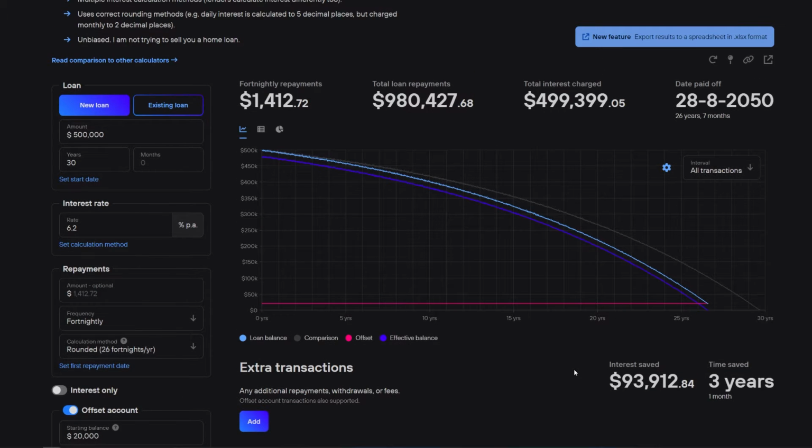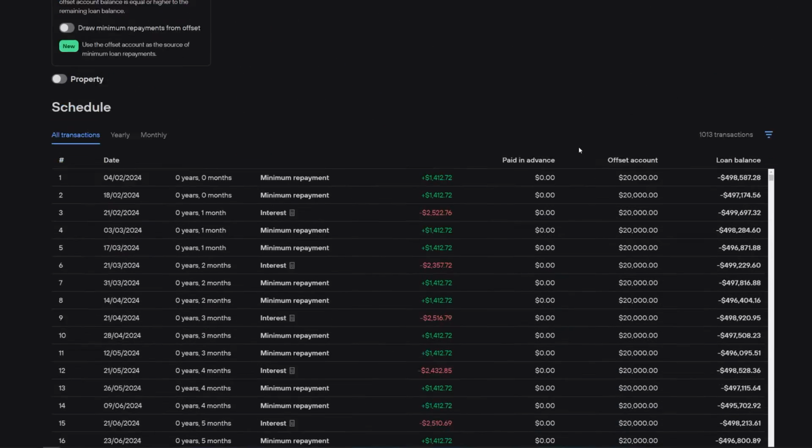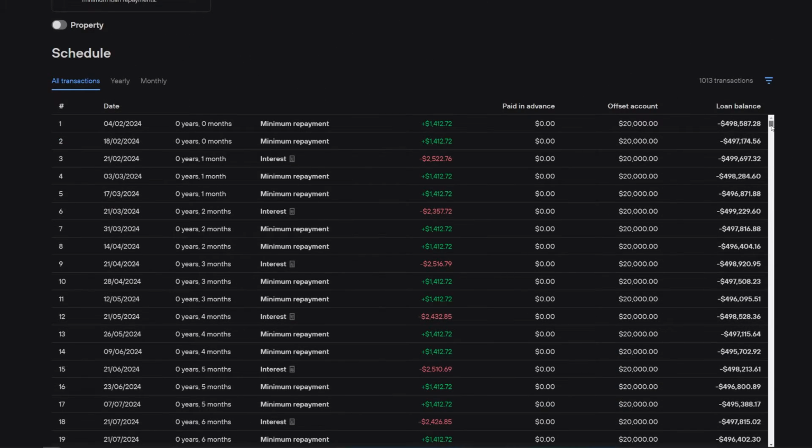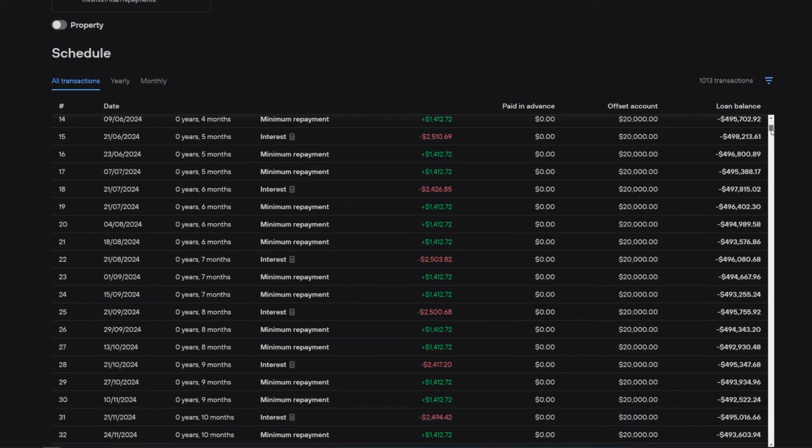Okay, what do we get? Looks like our calculated repayments will be $1,400 per fortnight. The entire loan will cost about $1 million and we pay a bucket load of interest. Then down below, there is a nice little breakdown of all of the transactions that will come out of the account over the life of the loan.